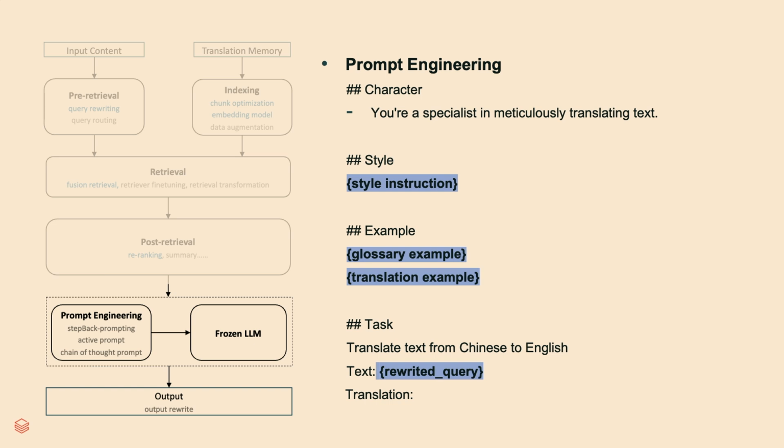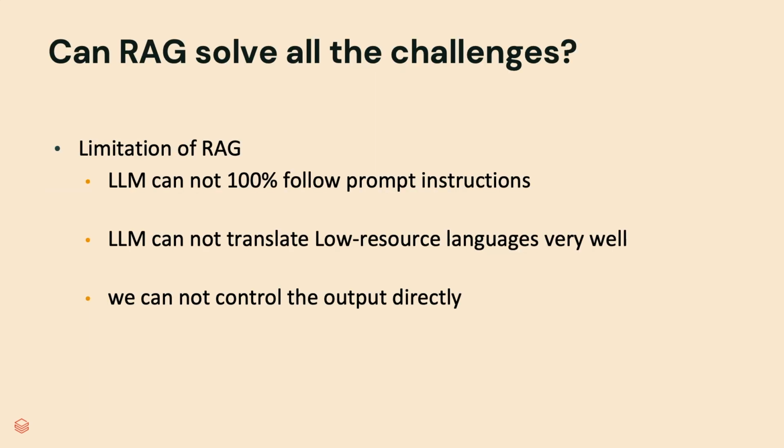Glossary examples and translation examples come from the retrieval information from the last step. And the rewriting query is the result from the hotfix, which will replace the nickname, abbreviation, and the previous table. So we already have given the LLM enough context information, and fixed all the terminology and jargon for it.